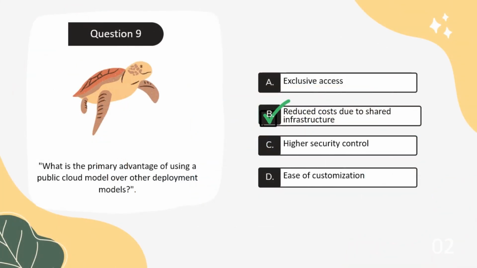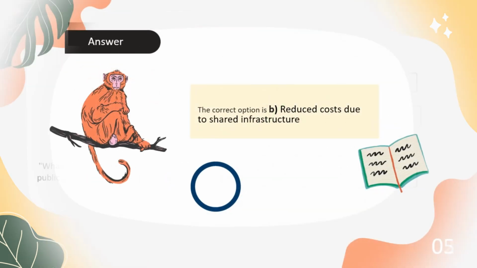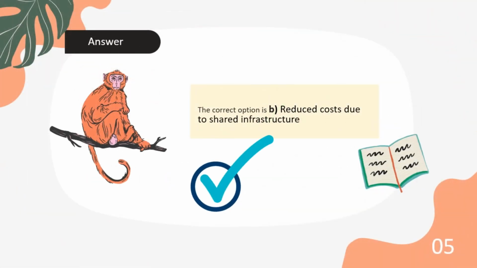Question number 9. What is the primary advantage of using a public cloud model over other deployment models? So the options are exclusive access. Second one is reduced cost due to shared infrastructure. Third one is higher security control. And the fourth option is ease of customization. The correct option is B, reduced cost due to shared infrastructure.